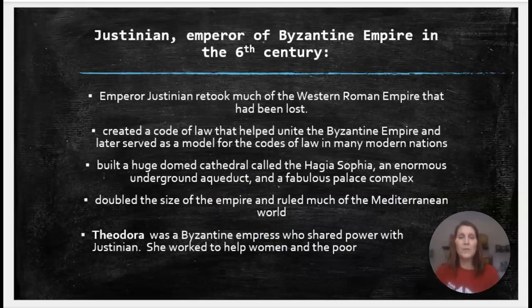Justinian, Emperor of the Byzantine Empire in the 6th century. Emperor Justinian retook much of the Western Roman Empire that had been lost. He created a code of law that helped unite the Byzantine Empire and later served as a model for the codes of law in many modern nations. He built a huge domed cathedral called the Hagia Sophia, an enormous underground aqueduct, which is that waterway, and a famous palace complex. He doubled the size of the empire and ruled much of the Mediterranean world. Theodora was a Byzantine empress who shared power with Justinian. She worked to help women and the poor.